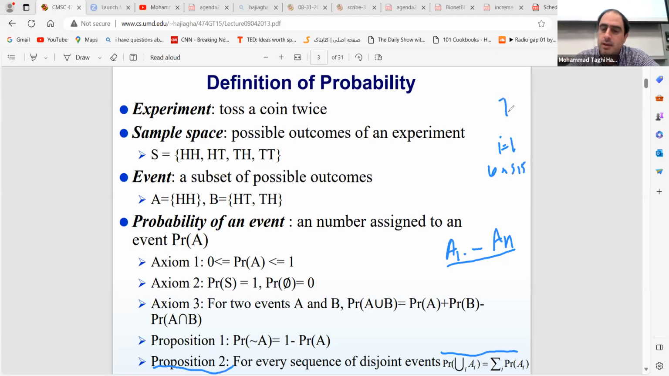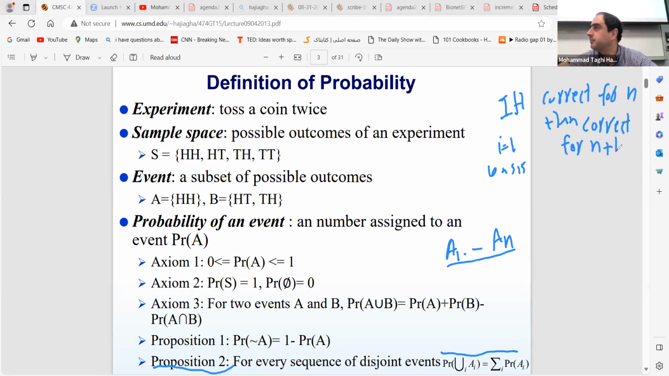And the induction hypothesis that we are talking about is this: if it is correct for N, we want to say then it is correct for N plus 1. Good. So correct for N. What's the meaning of that? Let's do that. Here we are talking about N. So for N equal to 1, what does it say?